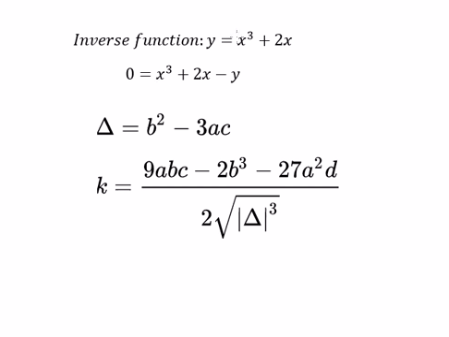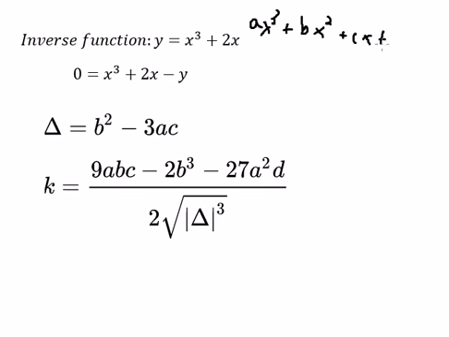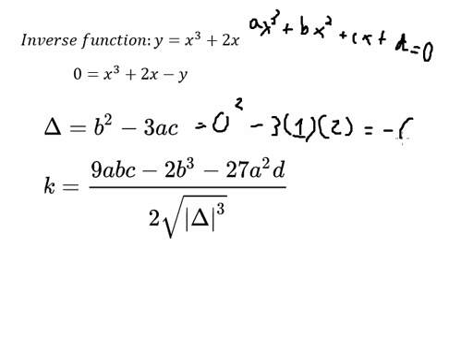So in here we have ax to the power of 3, bx squared plus cx plus d equal to number 0 in here. So we know that b is about 0 because we don't have x squared. A is about number 1. C is about number 2. So you got about negative number 6.